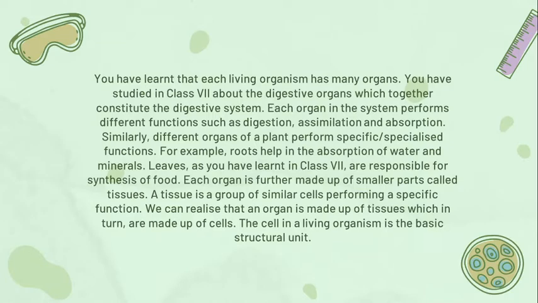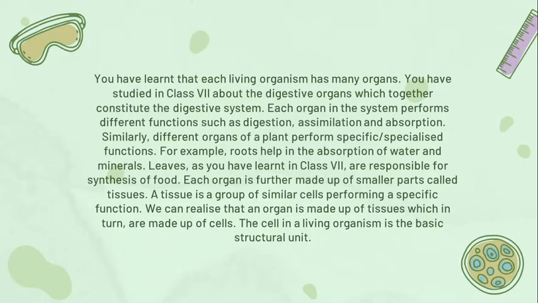Similarly, different organs of a plant perform specific or specialized functions. For example, roots help in the absorption of water and minerals. Leaves, as you learned in class 7, are responsible for synthesis of food, which is photosynthesis. Each organ is further made up of small parts called tissues. A tissue is a group of similar cells performing a specific function. An organ is made up of tissues, which in turn are made up of cells. The cell in an organism is the basic structural unit, as every organism is made up of cells.